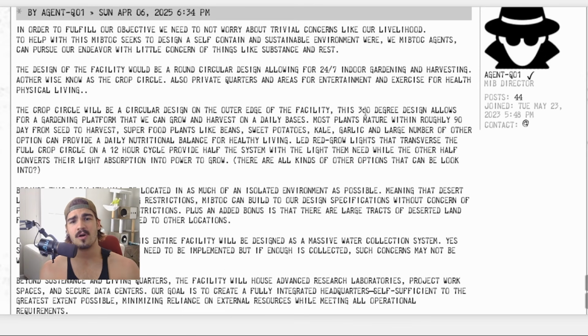In order to fulfill our objective, we need to not worry about trivial concerns, like our livelihood. To help with this, MIBTOC seeks to design a self-contained and sustainable environment where we, MIBTOC agents, can pursue our endeavor with little concern of things like substance and rest. The design of the facility would be a round circular design allowing for 24/7 indoor gardening and harvesting, otherwise known as the crop circle. That's amazing. Also, private quarters and areas for entertainment and exercise for health and physical living.